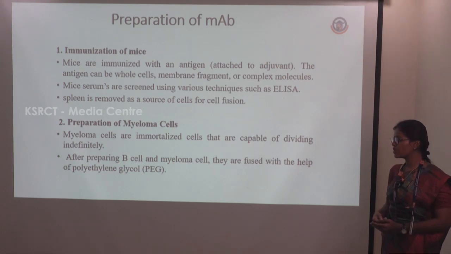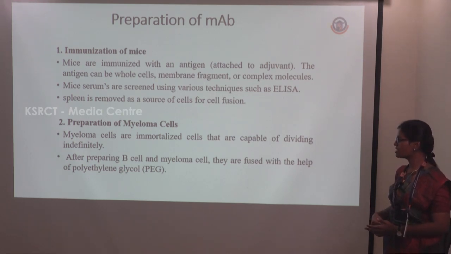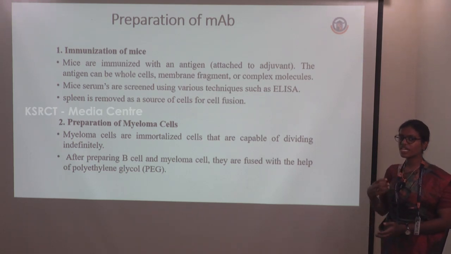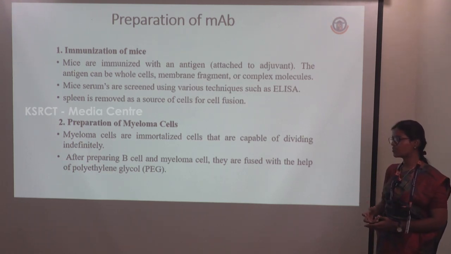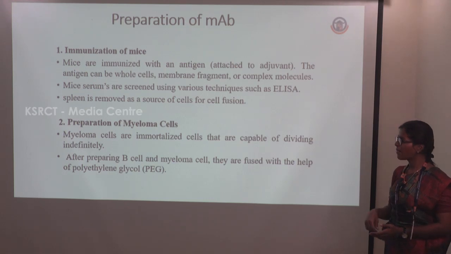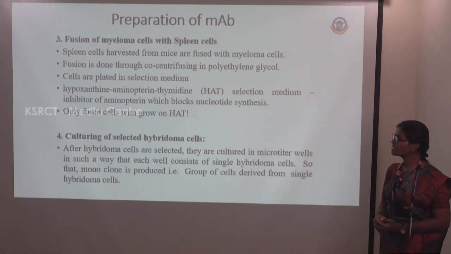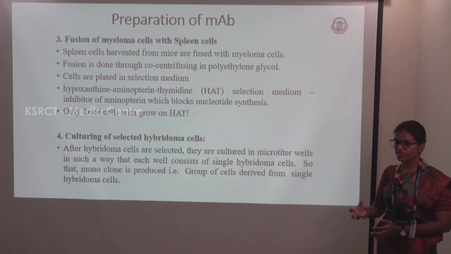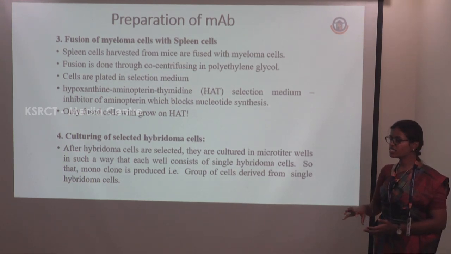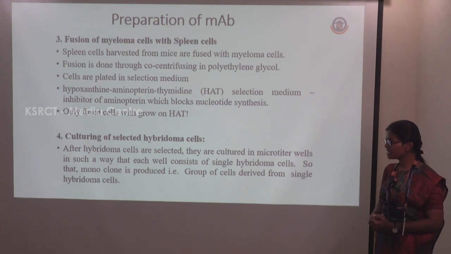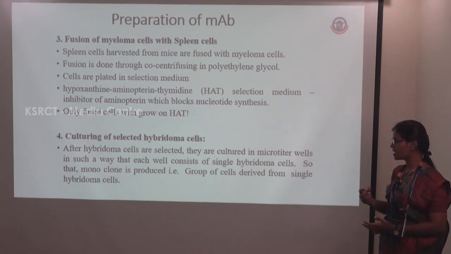And preparation of myeloma cells. Myeloma cells are immortalized cells that are capable of dividing indefinitely. After preparing B cells and myeloma cells, they are fused with the help of polyethylene glycol. Fusion of myeloma cells with spleen cells. The spleen cells are harvested from the mice, and then myeloma cells are fused and cultured in HAT media. Then culturing of hybridoma cells is done in the HAT media.